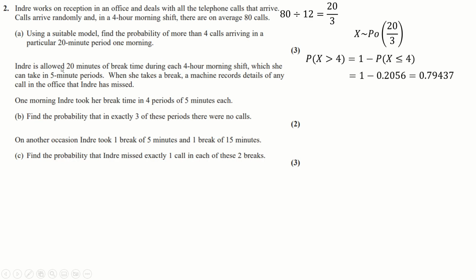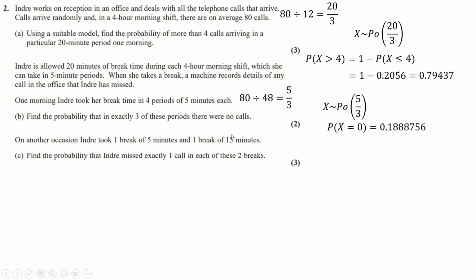So they're allowed 20-minute breaks each, and they can break this up into as many 5-minute periods as they want. First, they're going to break their 20-minute break into 4 5-minute periods. So first we need to set up another Poisson distribution and find out the probability of not receiving a call in one of those 5-minute periods. How many 5-minute periods are there in 4 hours? Well, there are 12 in 1 hour, times by 4 is 48. So this is the lambda we'll use for our new Poisson distribution. If we set x to be 0, we don't want any calls in the 5-minute time. So what's the probability of getting no calls in this 5-minute period?